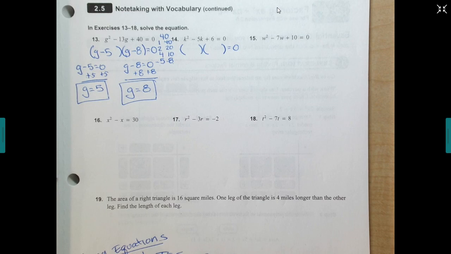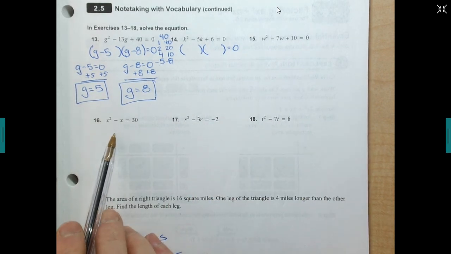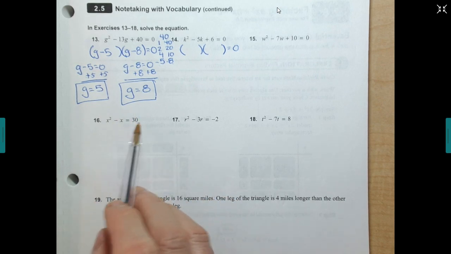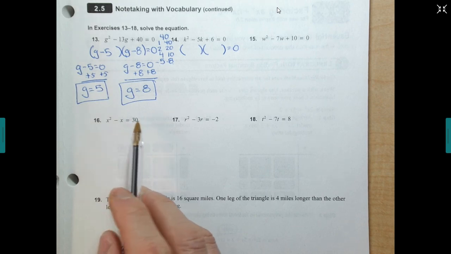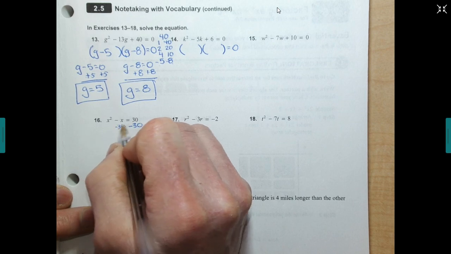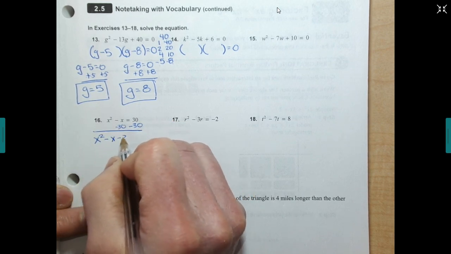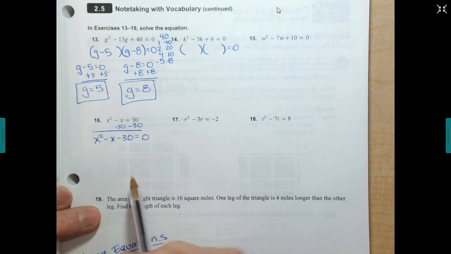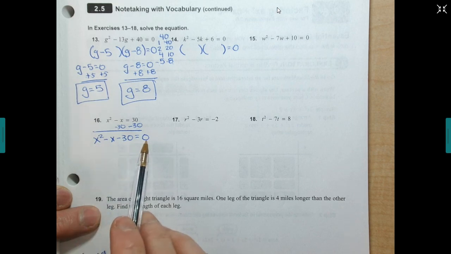That's it. I'm going to let you do these two, and then I'm going to do number 16 because they throw a little bit of a trick in here. If you notice, this is not written in standard form. x squared minus x equals 30. So I have to write this in standard form first. So I have x squared minus x minus 30 equals 0. 30 minus 30 is 0. And now I have it written in standard form as an equation.